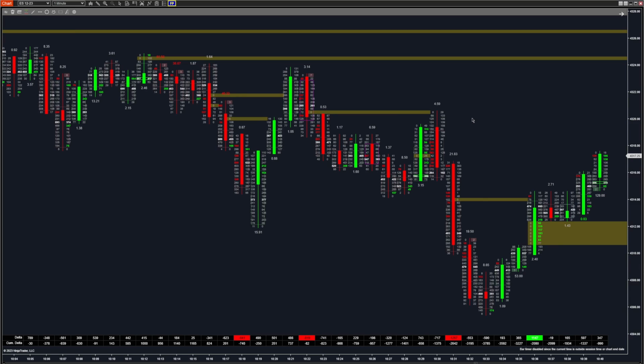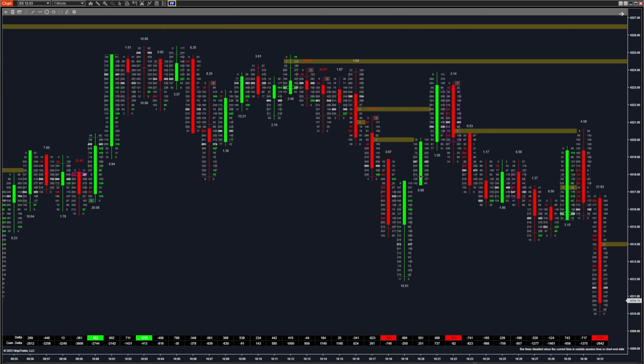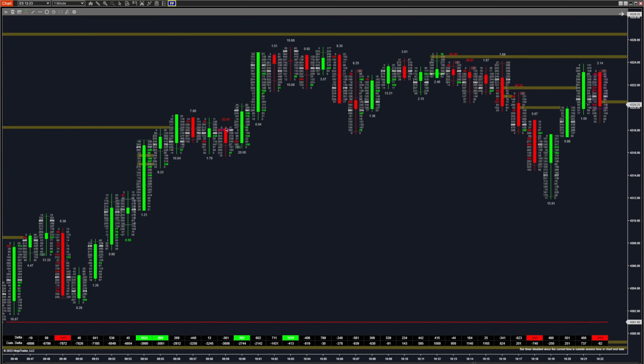Now, a bullish or bearish POC is probably one of the weaker signs that we're going to be talking about today. When the POC is at the bottom 3 ticks of a green candle, that would be considered a bullish POC. And then for a red candle, when it's at the top 3 ticks of a red candle, that would be considered a bearish POC.